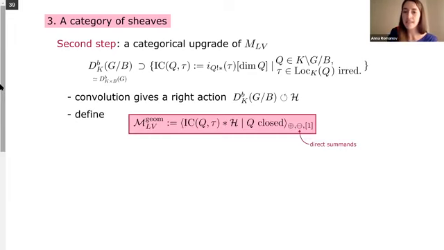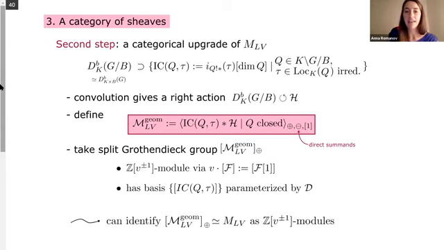And we can define a geometric Lusztig-Vogan category by taking all of the IC sheaves corresponding to closed orbits and then convolving with the Hecke category. And this is going to play the role that we'd like. So if we take the split Grothendieck group of this category, again, we can give it the structure of a Z[v, v^-1]-module in the same way we did with the Hecke category. And now this is some module that has the correct basis. It has a basis that's parameterized by these IC sheaves, so they're exactly parameterized by our set D. And so we can identify it with M_LV just as Z[v, v^-1]-modules.